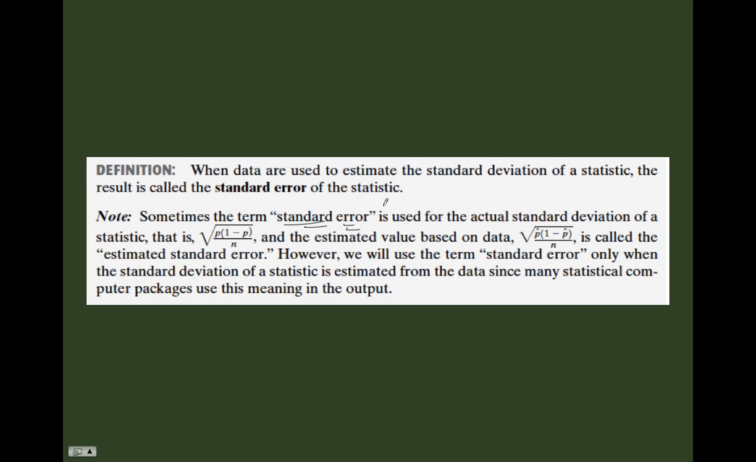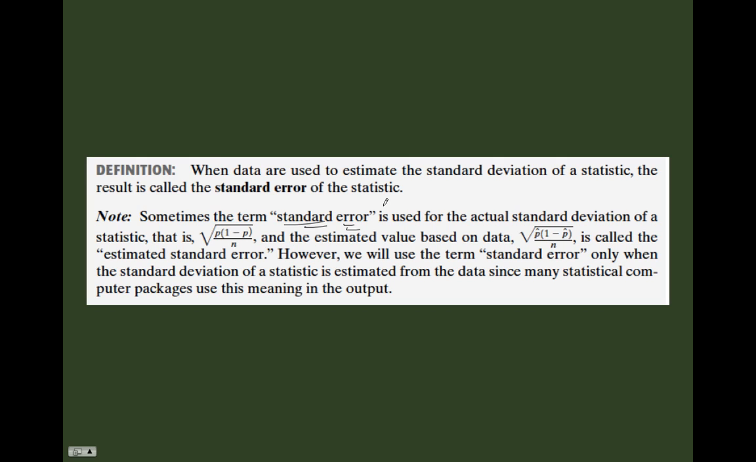So sometimes we use the term standard error for the actual standard deviation, and the estimated value is called the estimated standard error. But the convention is to use the term standard error only when the standard deviation of a statistic is estimated from the data. So again, one of the problematic things, or I don't know if it's problematic, but in a way it's kind of interesting, is that in statistics the terminology is not well established. I guess it's well established, but there's some variability, or there are some phrases that are interchanged and not used consistently from one statistician to the next. And this is one of those cases.